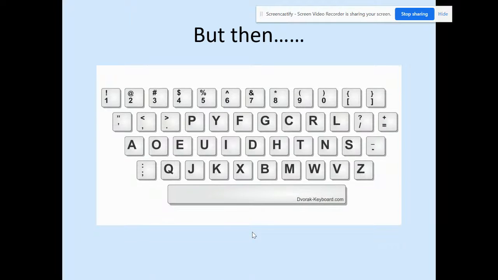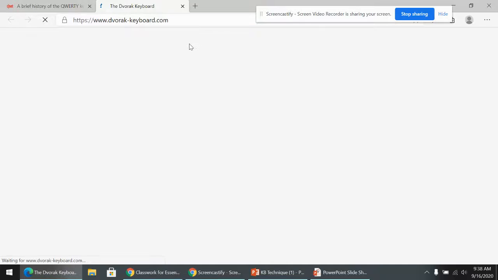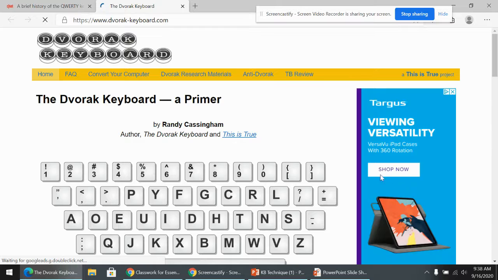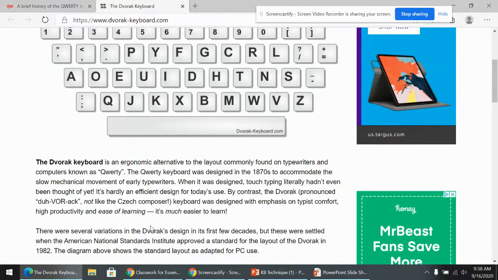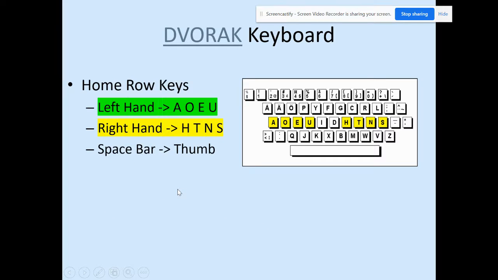But then, our world is full of competition. A new keyboard was introduced. Now take a look at this picture. Have you seen this keyboard ever? This keyboard is called the Dvorak keyboard. And once again, I have a resource when you have time to take a look at all of this, which is really neat. But for right now, I'm going to summarize.